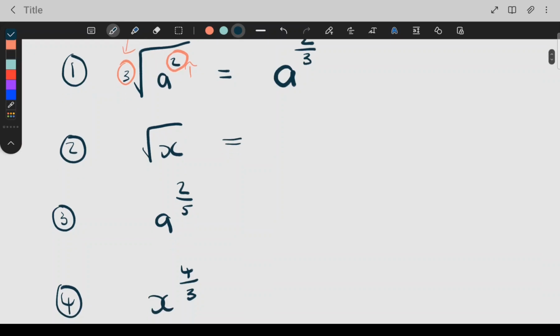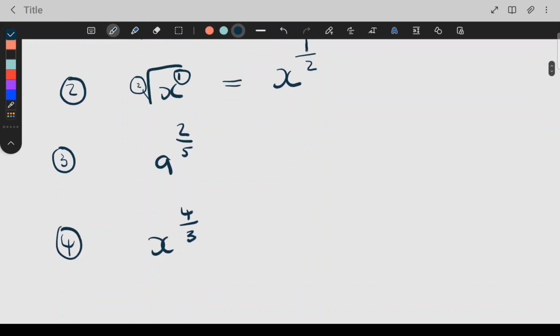And let's look at number 2. Do you see here? You can't see the inside and outside. So if there's no power, the power is 1. And if there's nothing outside a root, it's a square root. So there's actually a 2. So then this is x to the inside over outside.